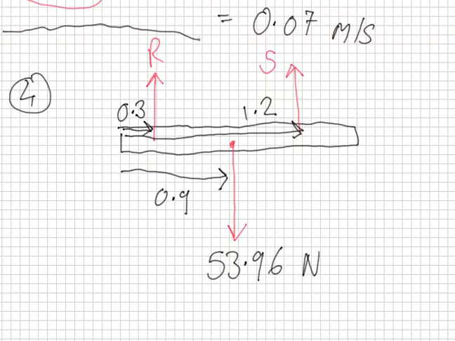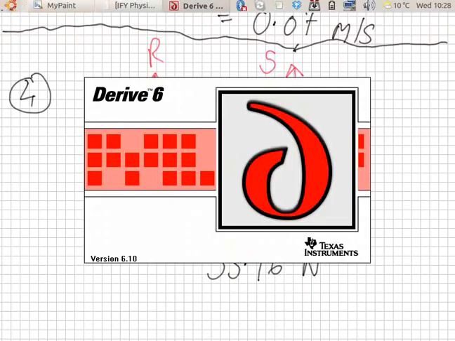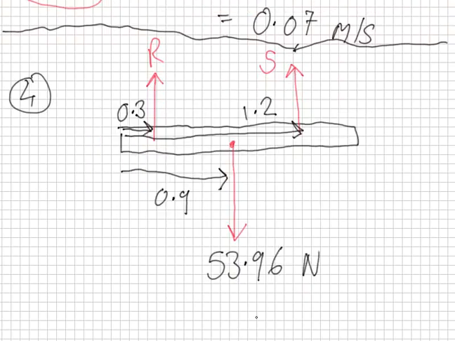What is given? The mass of 5.5 is given at the start. Now, this table is not moving. So that means the total force going up, R plus S, should equal 53.96 newtons. But this is not enough because there are 2 unknowns here.